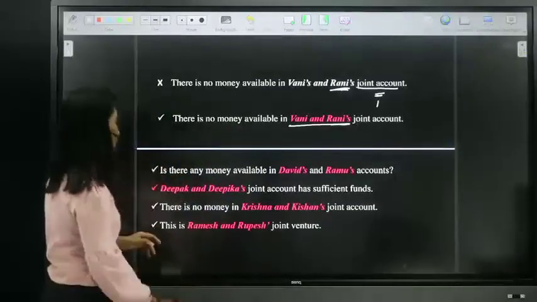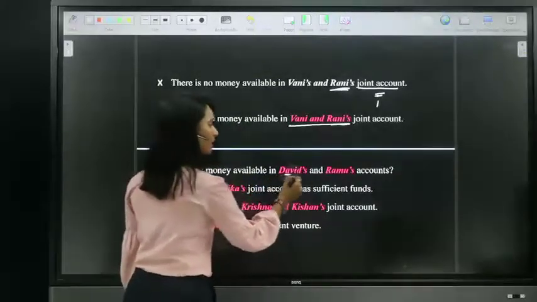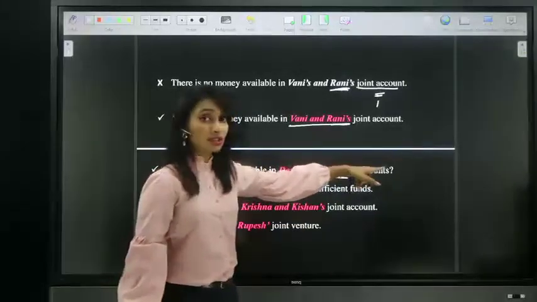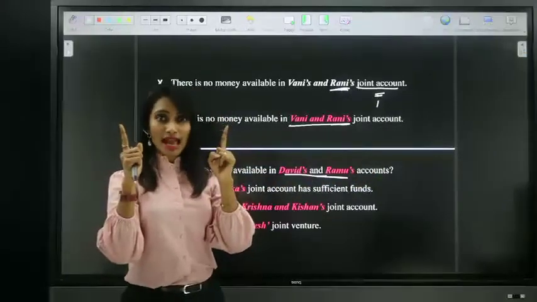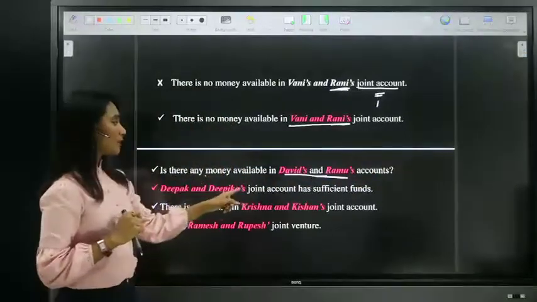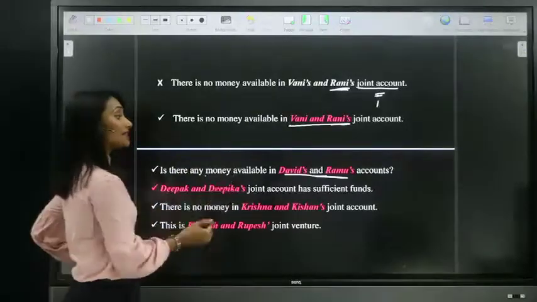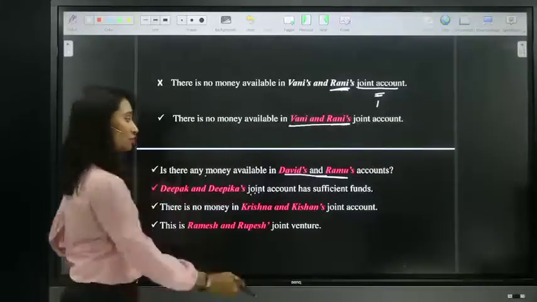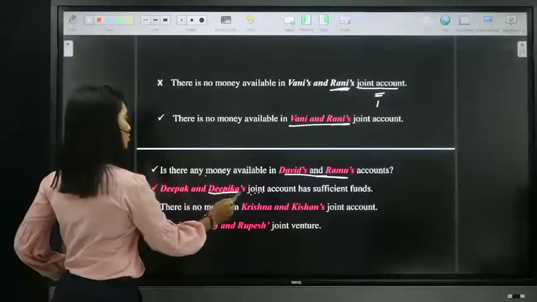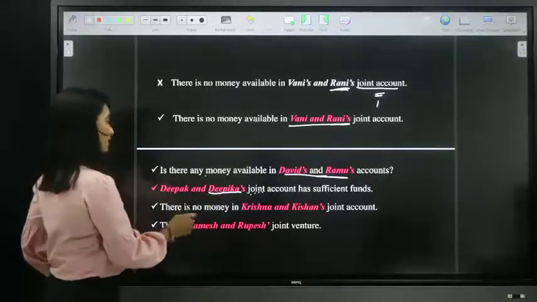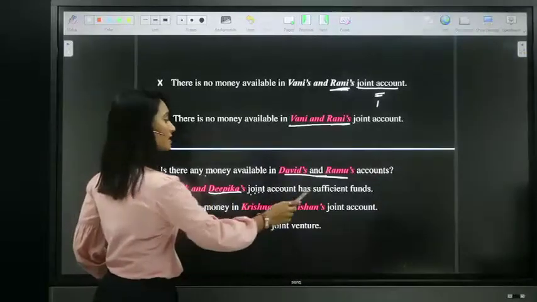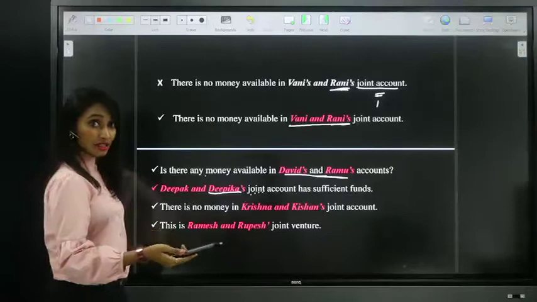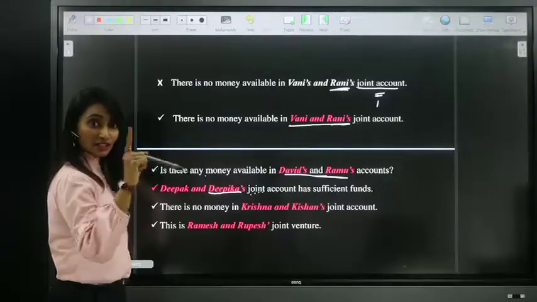Look at these examples. Is there any money available in David's and Ramu's accounts? We are talking about David's and Ramu's accounts. That means two different accounts. Deepak and Deepika's joint account has sufficient funds. Here we are talking about a joint account, so a joint account is singular, so we give possession to the second noun. There is no money in Krishna and Kishan's joint account. Again, here we are talking about a single account.